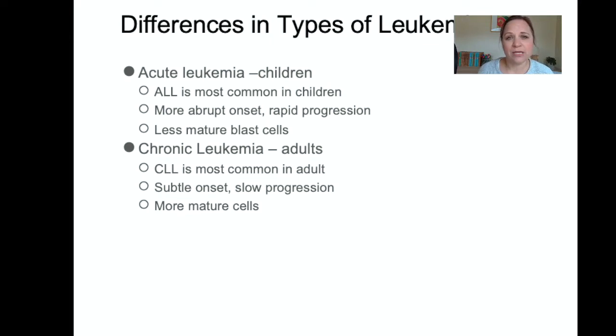And then chronic leukemia is more common in adults. CLL is the most common. It has a very subtle onset and a slow progression. And it involves more mature cells. So they are already a little bit more progressed. They didn't quite finish progressing to being fully formed cells, but they're more mature than they are in the children's cells.